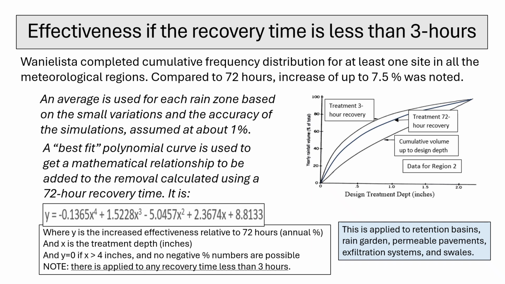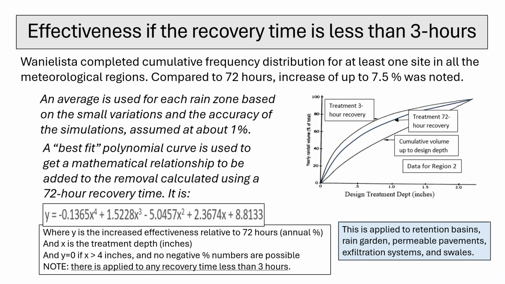In this relationship, Y represents the increased annual effectiveness relative to 72 hours, expressed as a percentage, and X is the treatment depth in inches. It's important to note that this increased effectiveness approaches zero at a treatment depth of 4.0 inches, meaning if X is greater than 4 inches, Y becomes zero, and no negative percentage numbers are possible. This adjustment for increased effectiveness applies to any recovery time less than 3 hours, and is automatically incorporated into the BMPFast software for such scenarios.